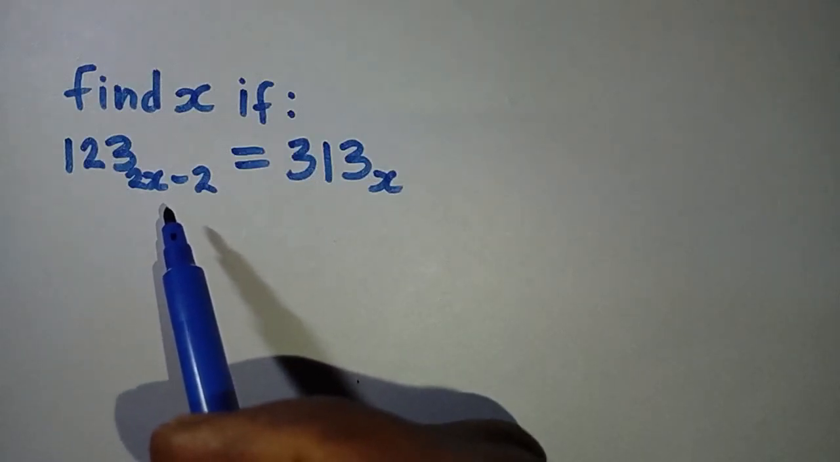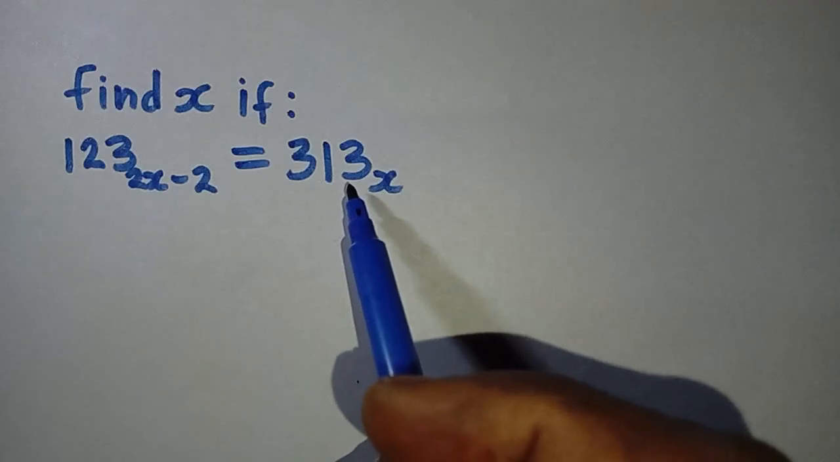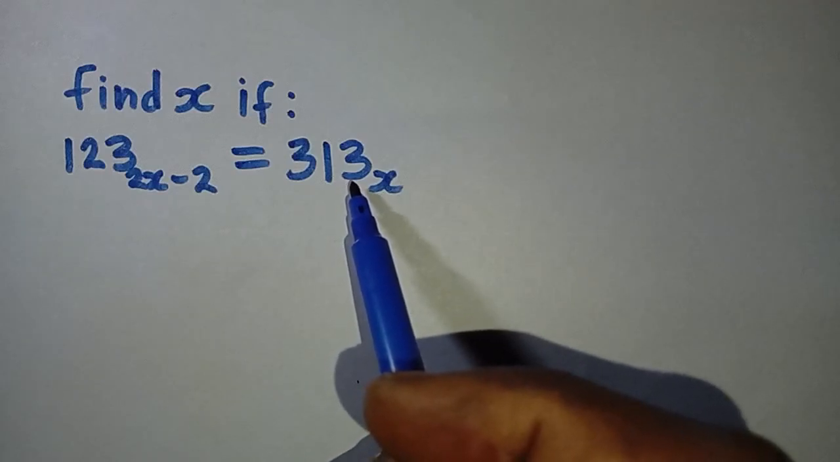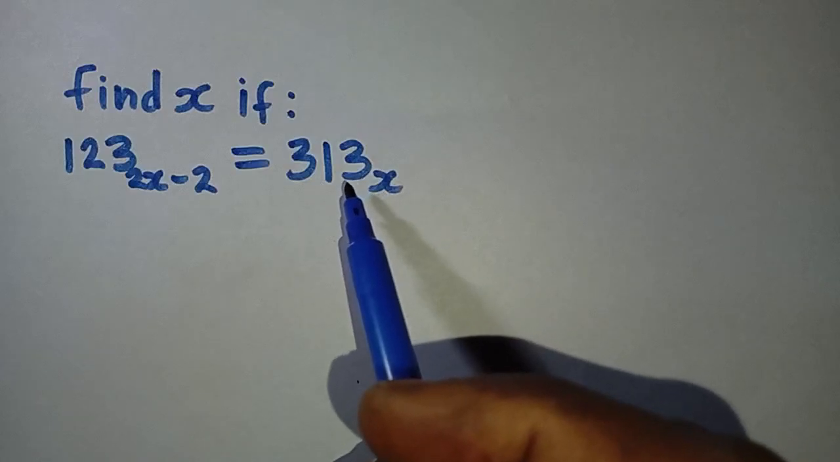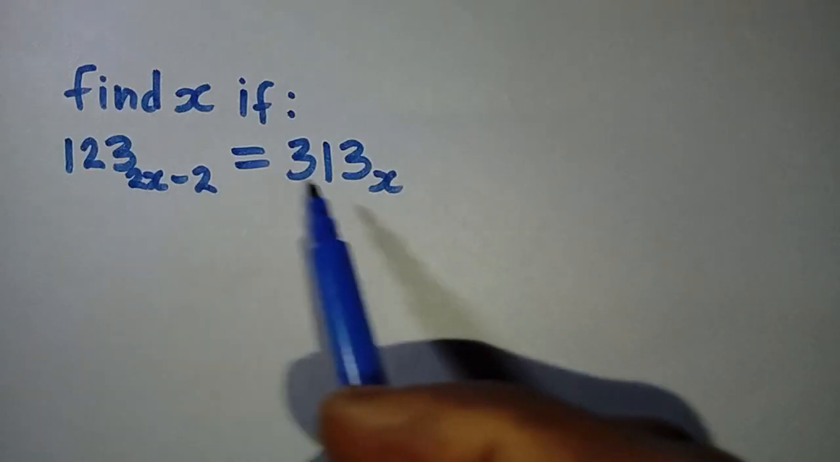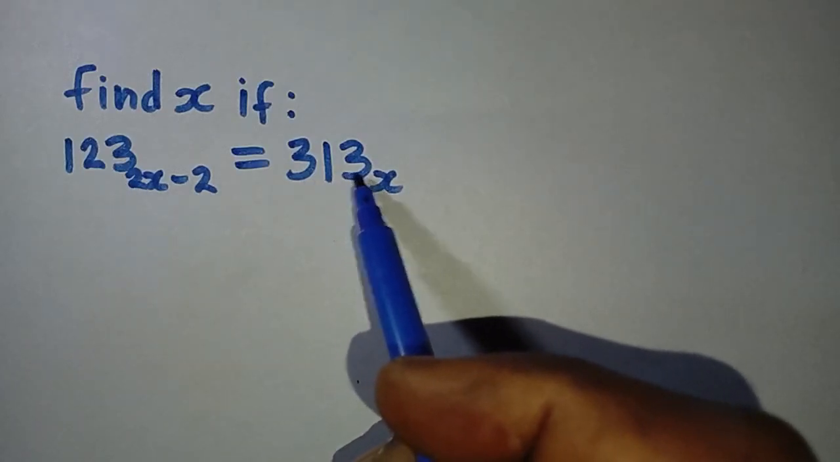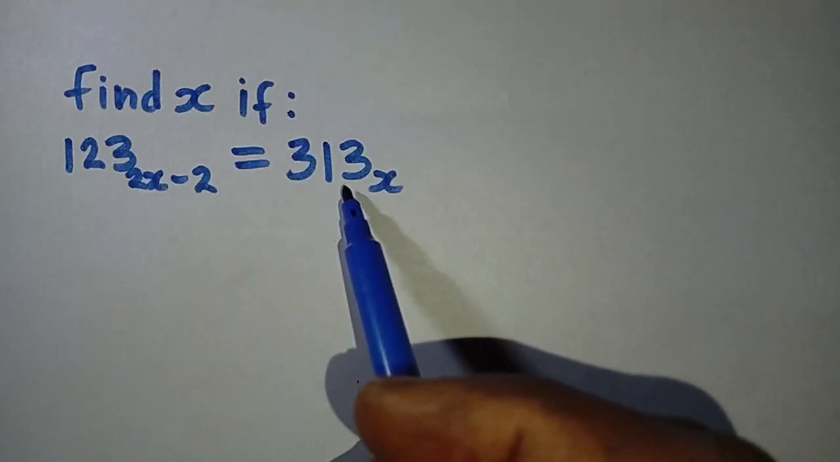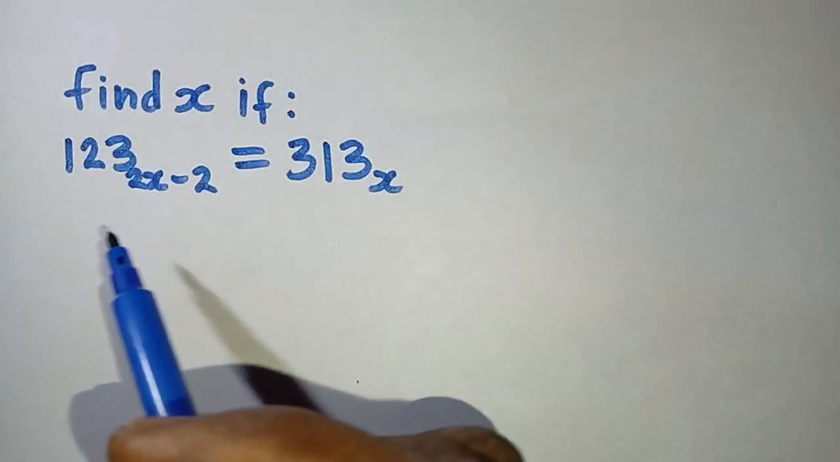Now, for us to solve this, we expand this left hand side as if we're converting it to base 10, and then we also expand this right hand side as if converting it to base 10. Because when we convert this to base 10, we're also going to get the same value as when we convert this to base 10. So we'll be converting both to base 10 in order to find x.